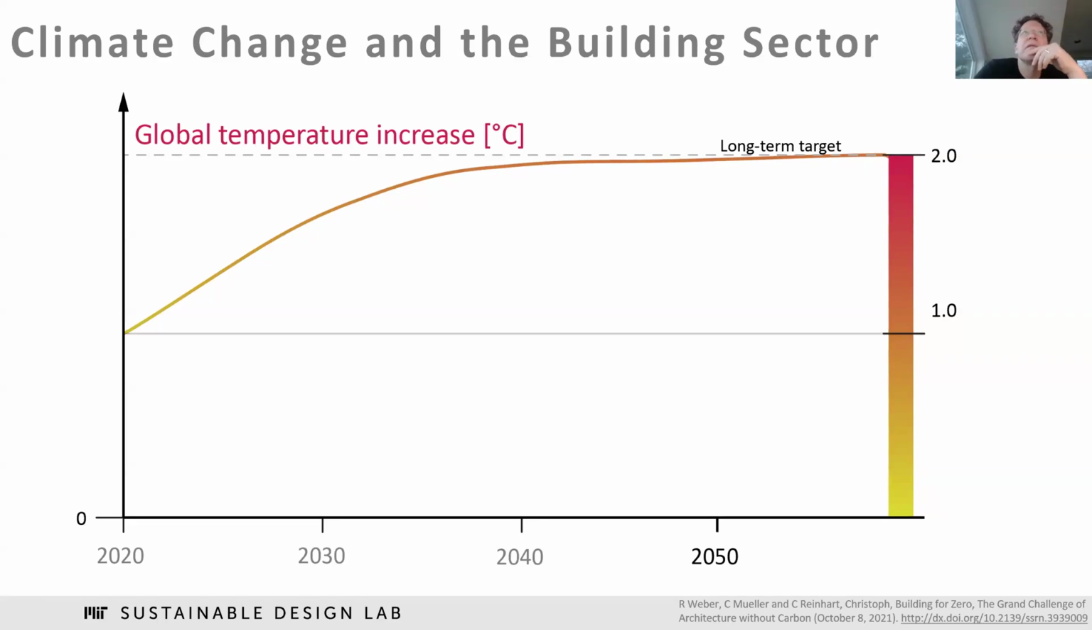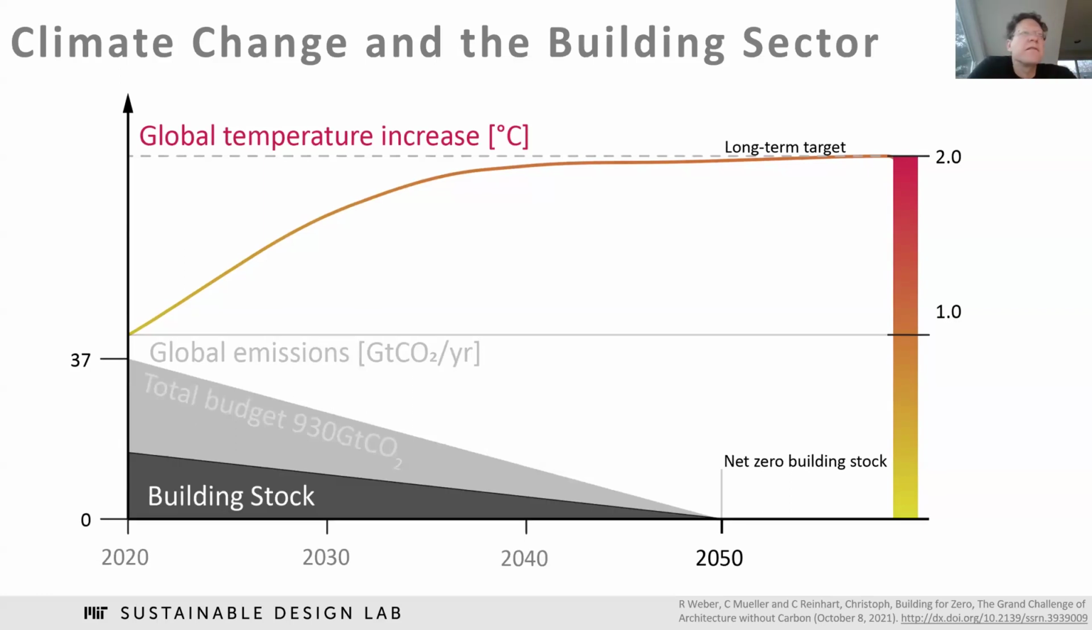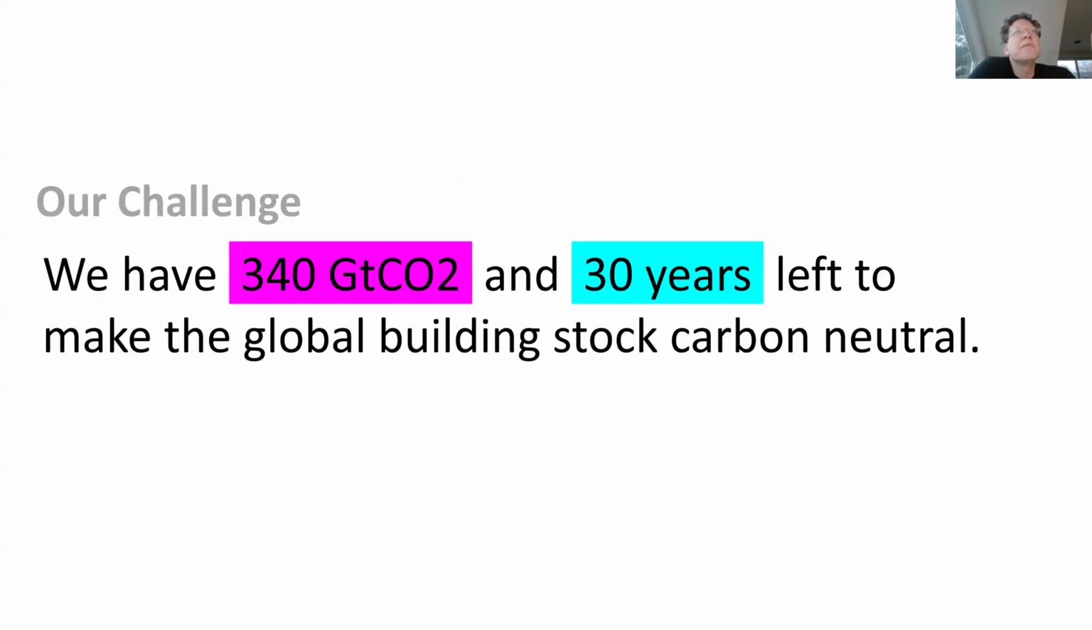So if we say that we want to keep global temperature rise under a long-term target, let's say the US government's official target is 2 degrees Celsius, then we know how much carbon budget we have left: 930 gigatons that we can use until 2050. By that point, effectively, the global economy has to be carbon neutral. If we then say 40% of that goes to the building stock, a really easy number to remember is we have 340 gigatons and 30 years left to make the global building stock carbon neutral.